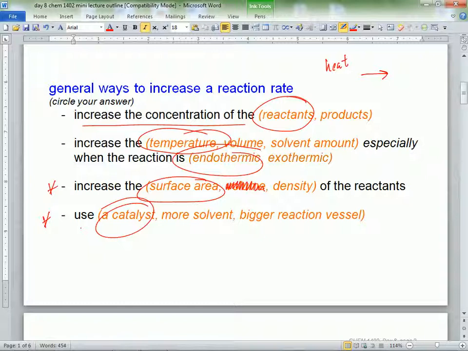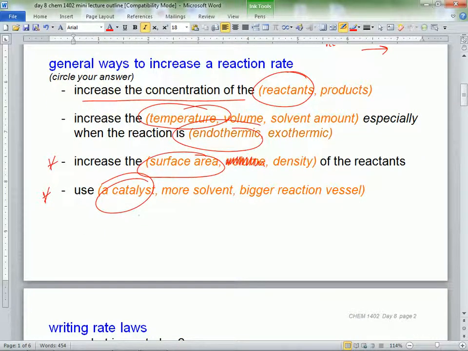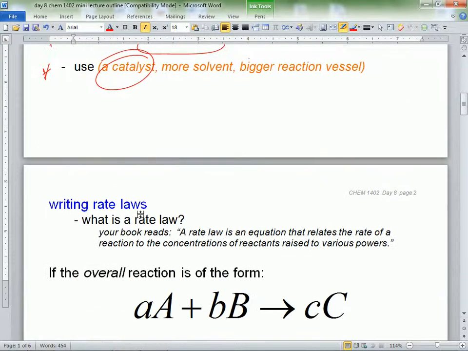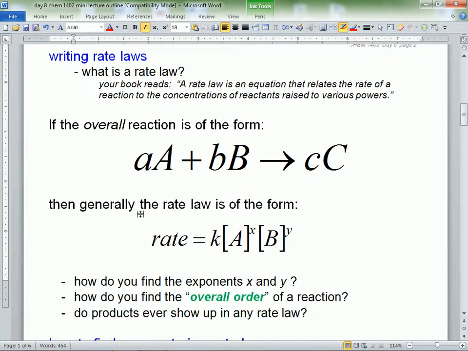Okay. Is it bad to ever use two catalysts, or do you only use one? Is it bad to ever use more than one catalyst? A catalyst is a catalyst, so I guess it's not really hurting anything, as long as they don't interfere with one another. Writing rate laws. So the book reads a rate law as an equation that relates the rate of a reaction to the concentrations of reactants raised to various powers.